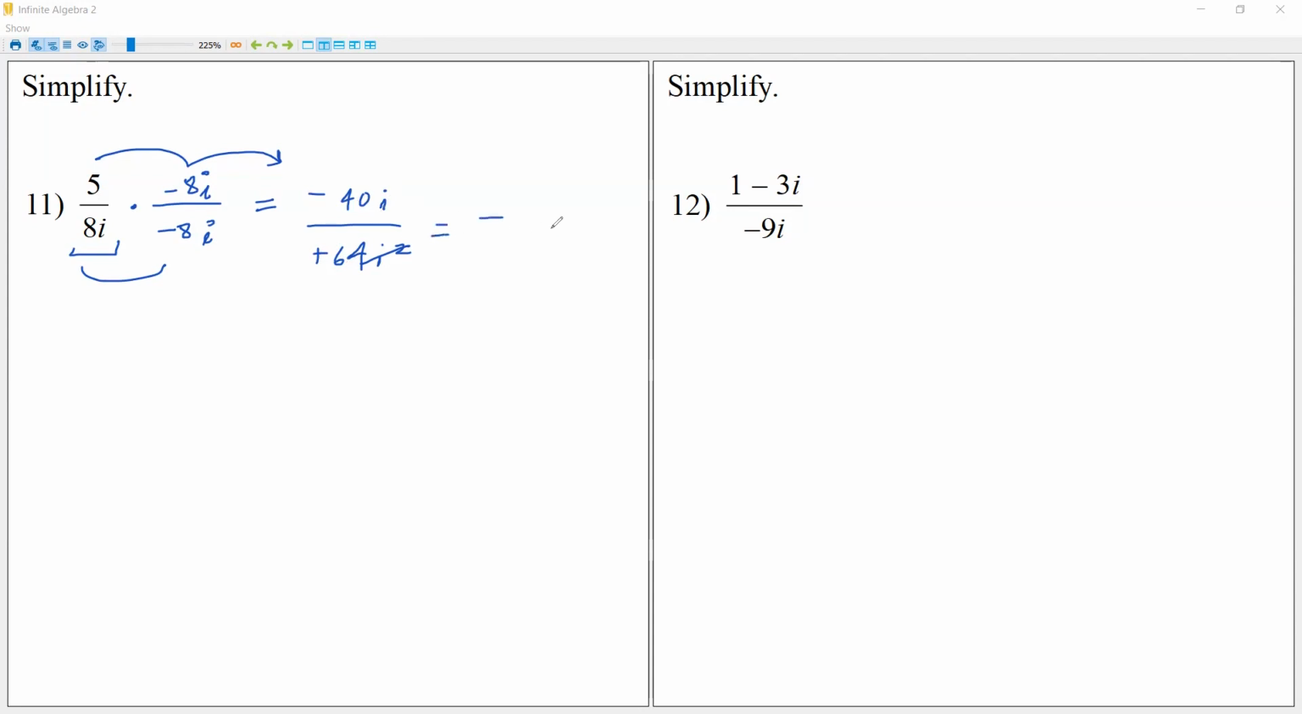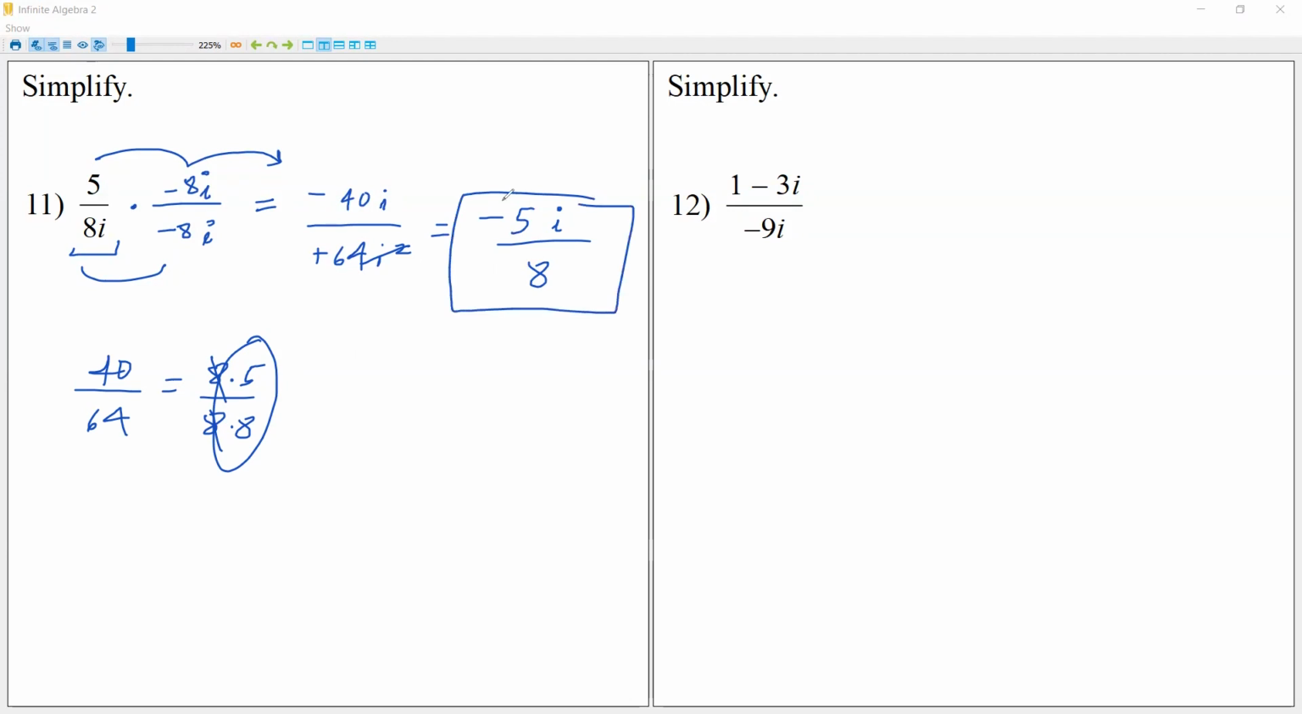So I know it's going to be a negative, and I know there's going to be an i in the numerator, the top of this fraction. I just need to think about how to reduce 40 over 64. There's lots of ways that you might break that down. 40 could be 8 times 5, and 64, I think of that as 8 times 8. The 8s cancel. So that's just 5/8. So there is my reduced fraction.